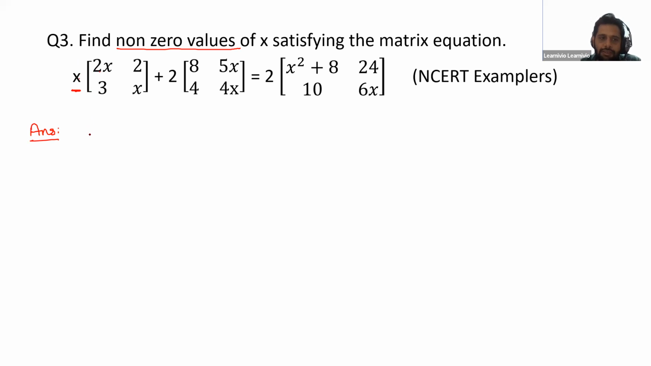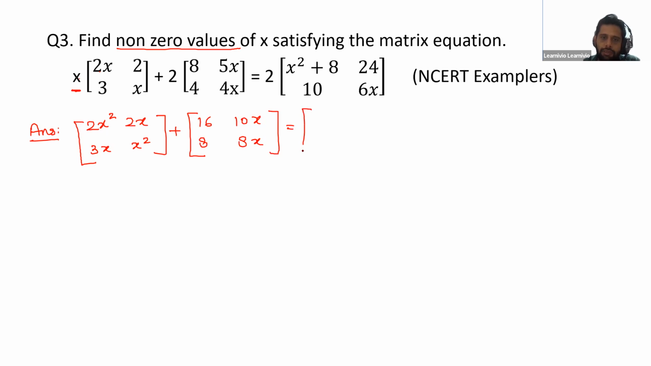So we will multiply this x with this. So you will get 2x squared. So this is 2x. So this is 3x. And this is x squared. Plus this is 16. This is 10x. This is 8. This is 8x. And this will be equal to multiply this complete with 2. So you will get 2x squared plus 16. And this is 48. And this is 20. And this is 12x.